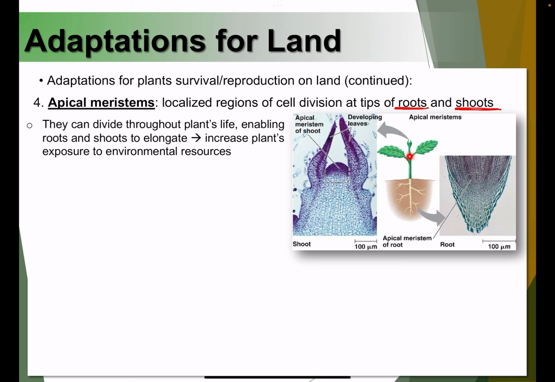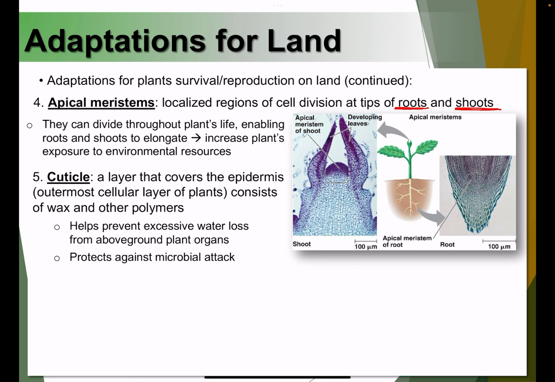Okay, so this is coming from the shoot, this is coming from the roots, and we can both see the apical meristem cells right here that are dividing and dividing to elongate either the shoot or the root. It's kind of like how our bones grow for us to become taller. Plants also have a way to elongate themselves as well.